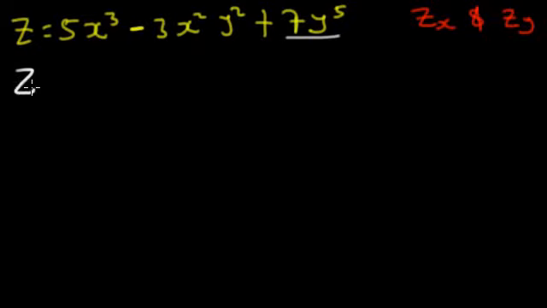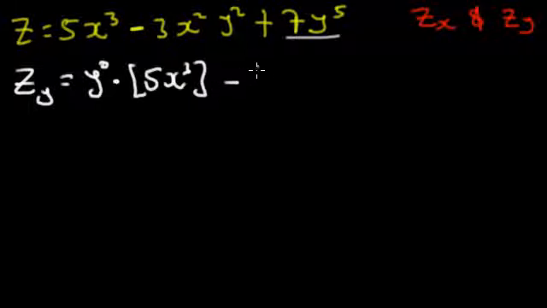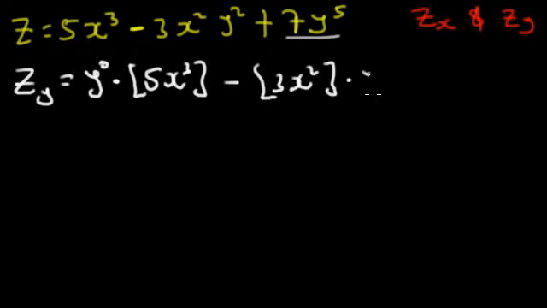To differentiate partially with respect to y, we need to treat the x terms as constants. So this is an x term. Since there's no y term here, let's have it as y to the power 0 multiplied by, and let's take it as a constant in a bracket, 5x to the power of 3. Then minus, now we have an x term here, so we put in the bracket 3x squared multiplied by y squared, plus 7y to the power of 5. There's no x term, that's alright. We can now differentiate with respect to y each of the terms that has y.